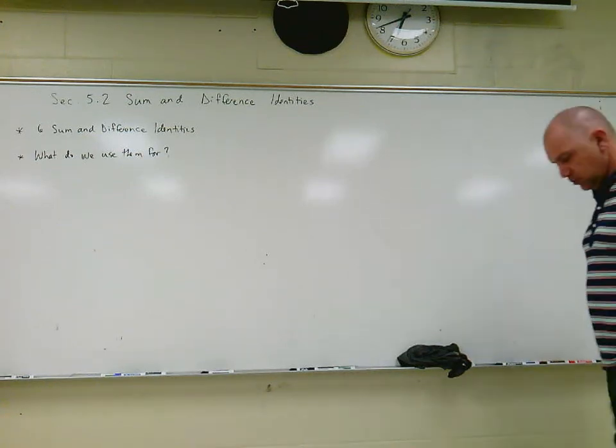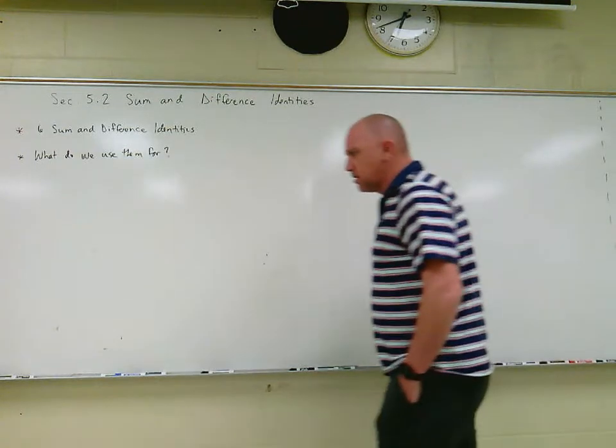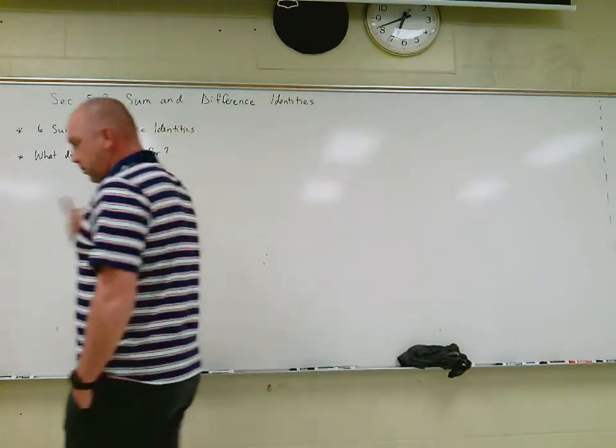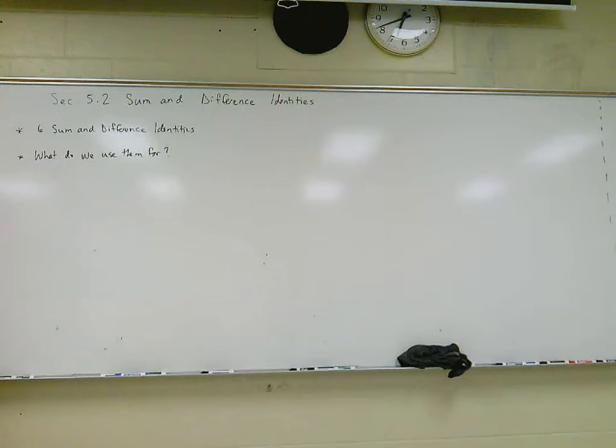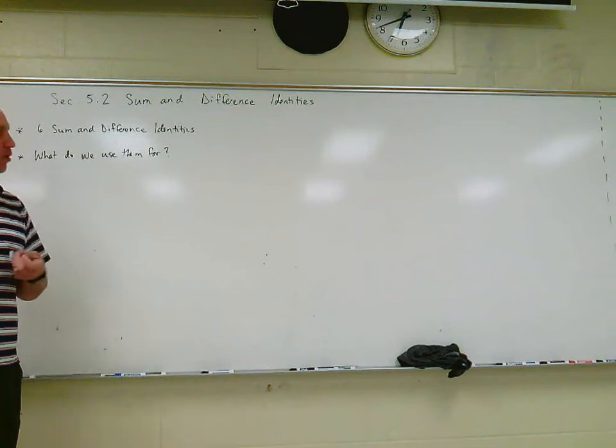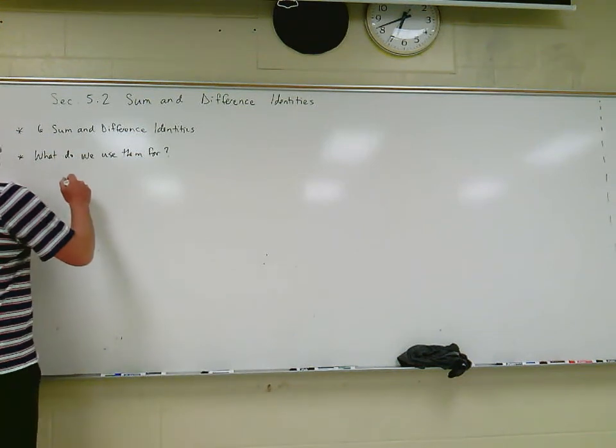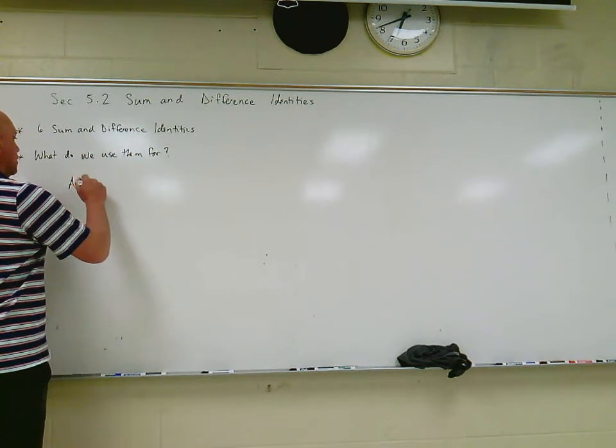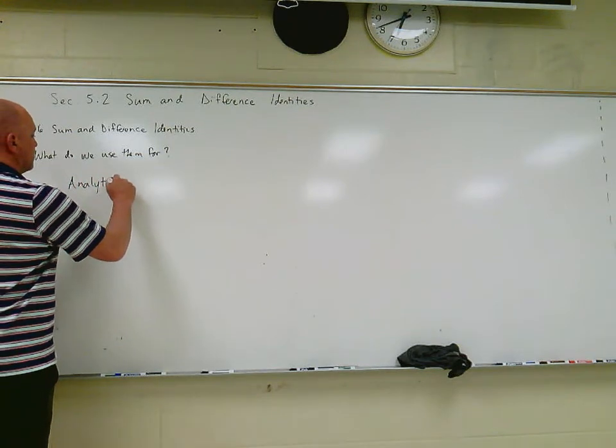Right, so on to section 5.2, sum and difference identities. From the first bullet point, you can see that there's 6 of them. And so the question is, what do we need? Why would we need these, or what do we use them for? So we're going to look more from an analytical, by-hand view of what we might need that for.